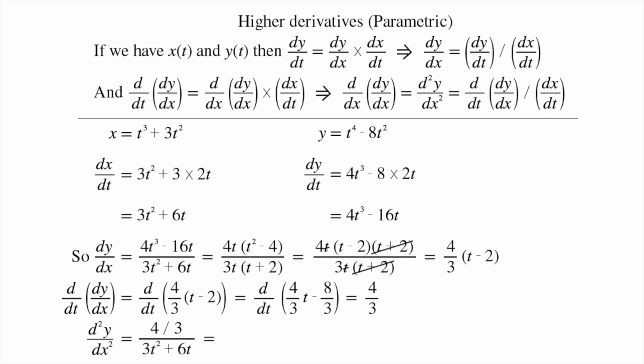And now if we tidy this up a little bit, it can be written as 4/3 over 3t times (t plus 2), which could also be written as 4 over 9t times (t plus 2). That's taking the 3 in the denominator of the top line to the bottom line.